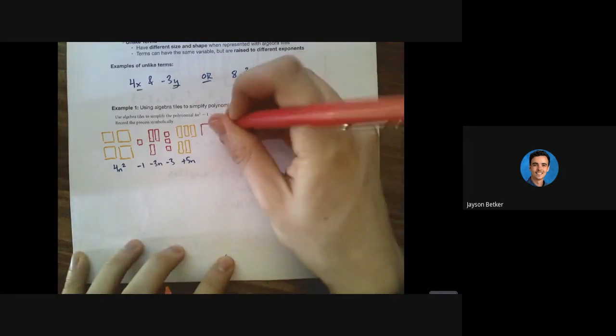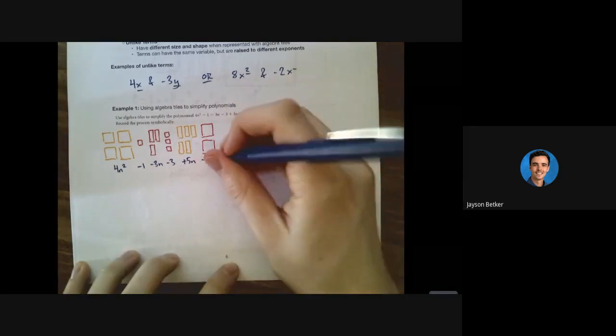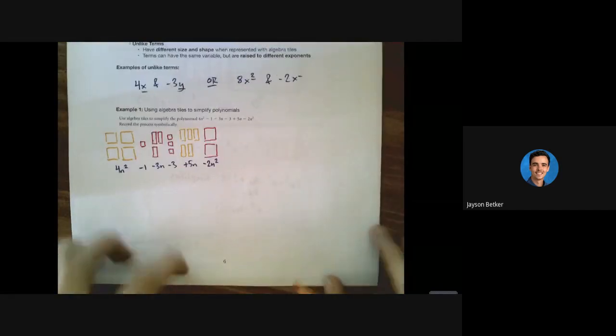And then minus 2n squared. So that's 2 of the bigger ones, 1 and 2. That would be minus 2n squared. Okay, so there we go. That is our algebra tile representation for that polynomial. Now it says to use algebra tiles to simplify it, but it also says to record the process symbolically. So I've done that. I have my algebra tiles and I have my symbols.